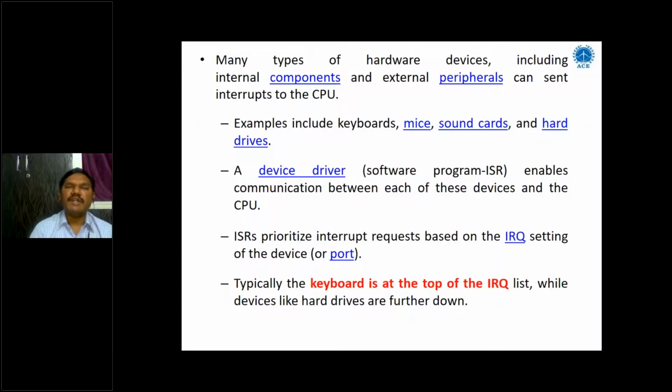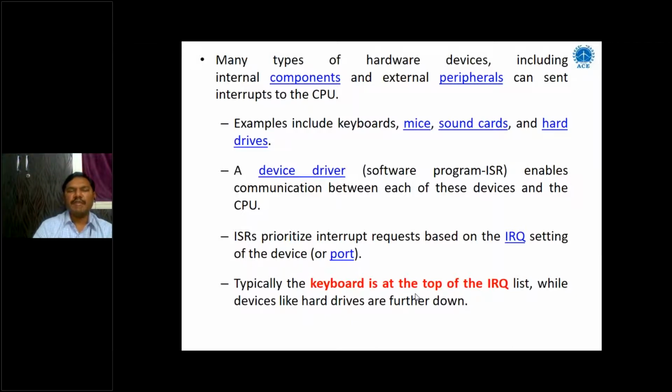Many types of hardware devices, including internal components and external peripherals, can send interrupts to the CPU. This is very, very important. So how are interrupts occurring? Either from internal components or external components, or in software programming, or in some other way, exceptional cases also. Examples include keyboards, mouses, sound cards, hard drives, device drivers, and so on. All these can create interrupts. But typically the keyboard is at the top of the hierarchy list, while devices like hard drives are further down.